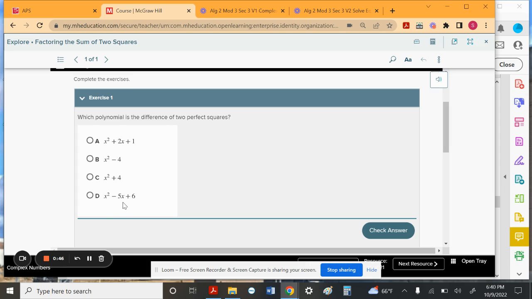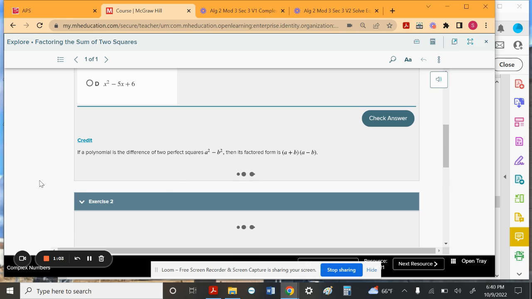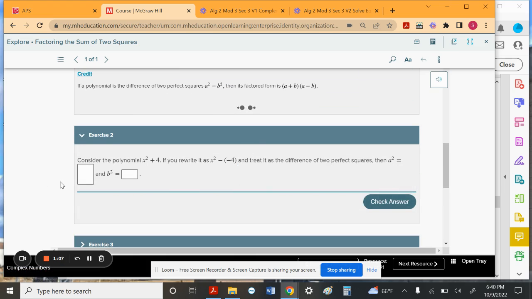But this one here is not the difference of two perfect squares, because we can't figure out what multiplies to 5x plus 6. So it would be B. So when we're looking at that one, that answer would be B. Okay, so for the second part, we're going to look at x squared plus 4. So we can rewrite this.